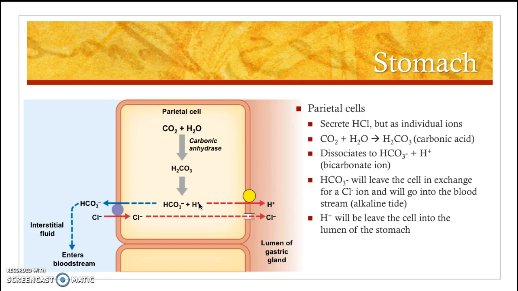Once the bicarbonate ion is in the interstitial fluid, it can enter the bloodstream. This is called the alkaline tide because it significantly raises the pH of the blood. The chloride ion will diffuse through the parietal cell until it reaches the lumen of the stomach. The hydrogen ion will leave the parietal cell and enter the lumen of the stomach also. Once both the hydrogen and chloride ions are in the lumen, they will join together to form hydrochloric acid.